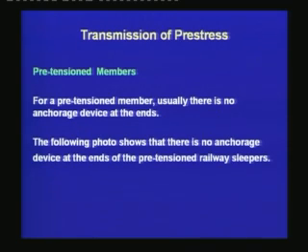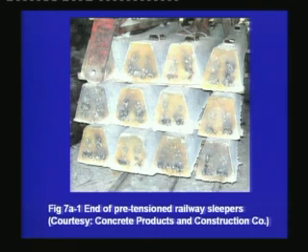For a pre-tension member, usually there is no anchorage device at the ends. The following photo shows that there is no anchorage device at the ends of the pre-tension railway sleepers. In this photograph, you can observe that the strands have been cut and there is no anchorage device at the end of these railway sleepers. This is an essential difference of the pre-tension members as compared to the post-tension members.